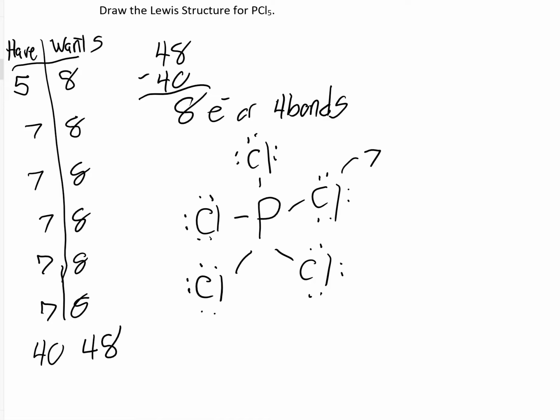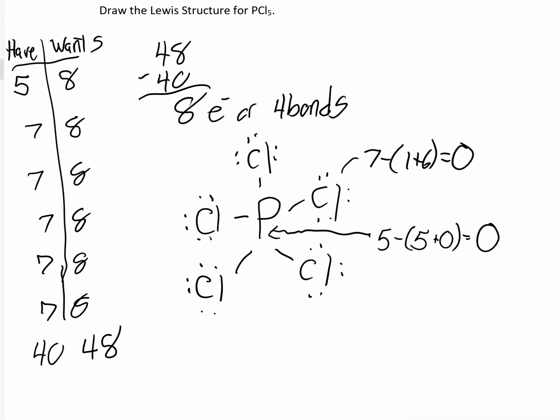Formal charge on chlorine: 7 valence minus 1 bond plus 6 electrons. Each chlorine has a formal charge of 0. The phosphorus here normally has 5. It is surrounded by 5 atoms, each with 1 bond. It has no lone pairs on it. It also has a formal charge of 0.